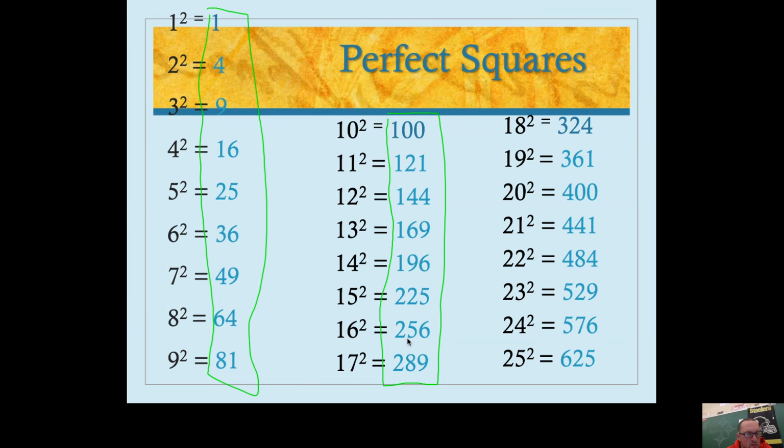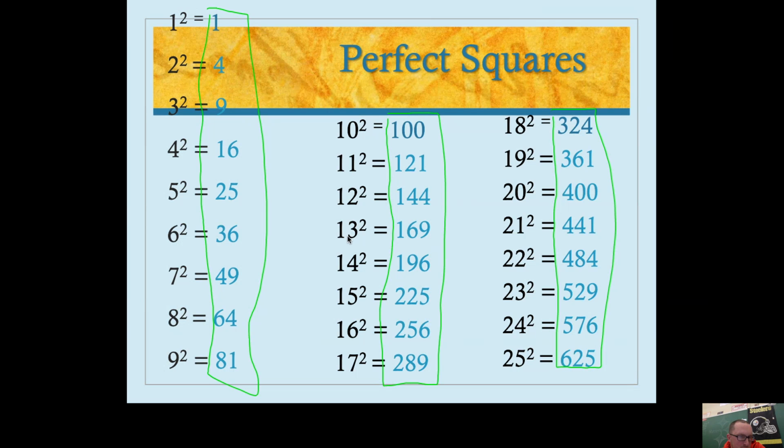So all of these numbers are perfect squares as well because they come from a counting number squared. These are perfect squares also. Now, there's obviously infinitely many perfect squares in the world, but this is where the list ends at 25. Okay, now this is where the list comes in handy. If you want to know what 13 squared is, obviously you could look here and see that it's 169.